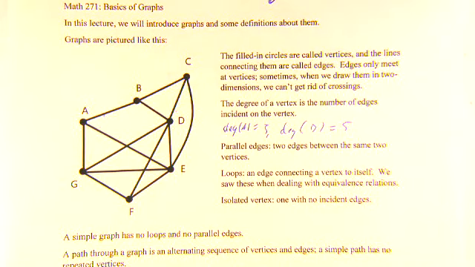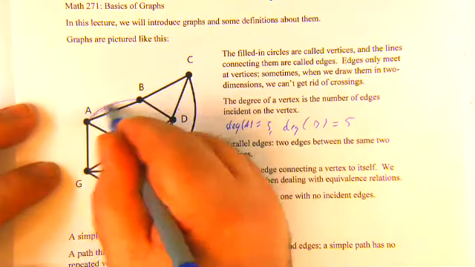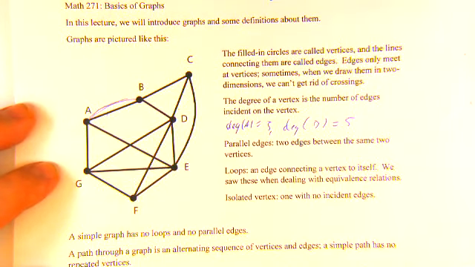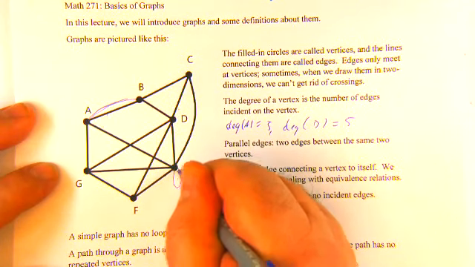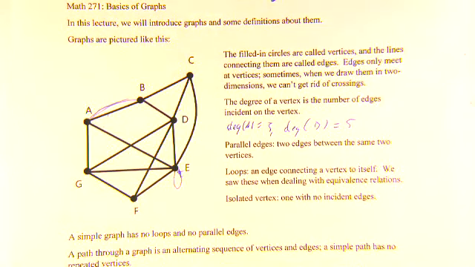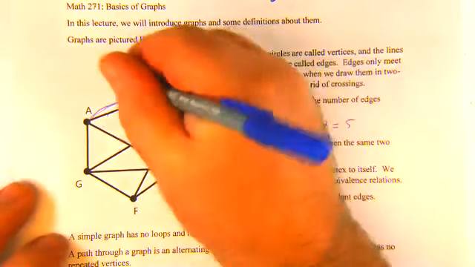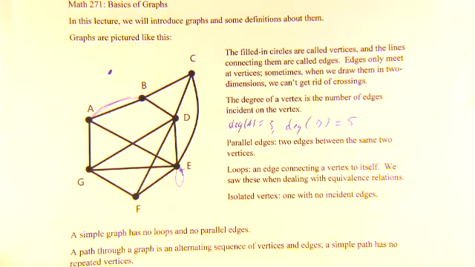Parallel edges, two edges between the same two vertices. We don't have any parallel edges in this graph, but if I had another edge that went from A to B like that, that would be a parallel edge. A loop, an edge connecting a vertex to itself. We saw loops when we did equivalence relations, so that would be a loop. This graph doesn't have any loops, but you can have loops. And an isolated vertex, that would be one that's not connected to the rest. So this is an isolated vertex out there if we just have a point floating by itself.